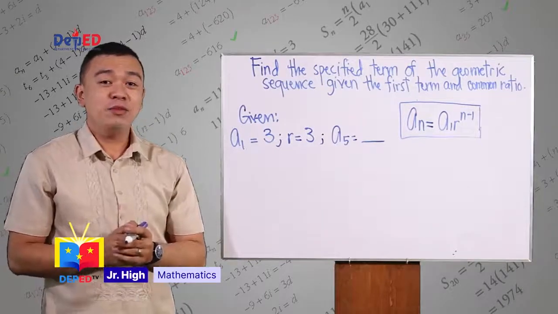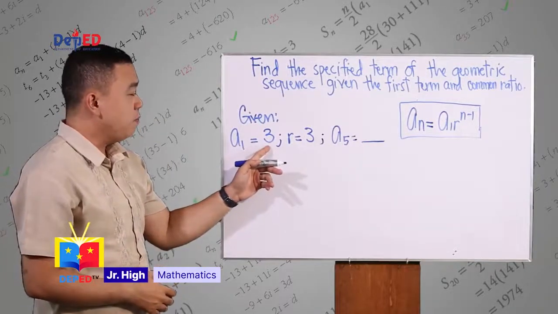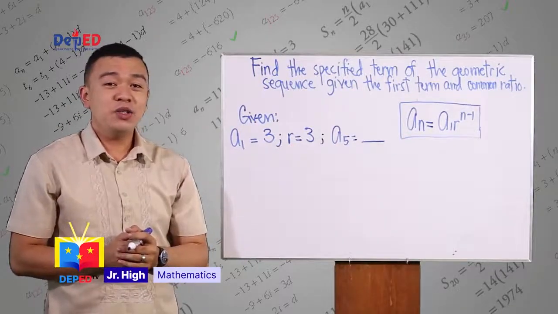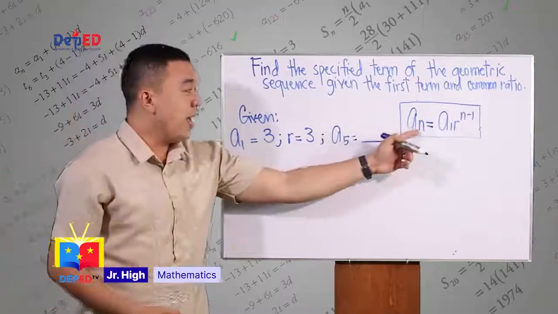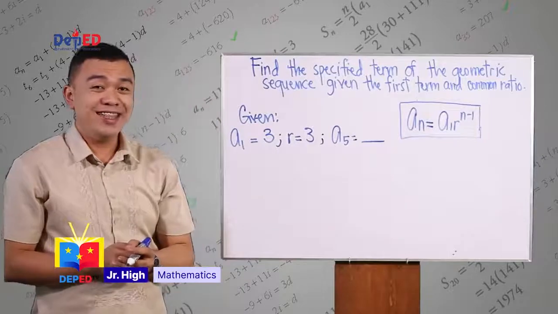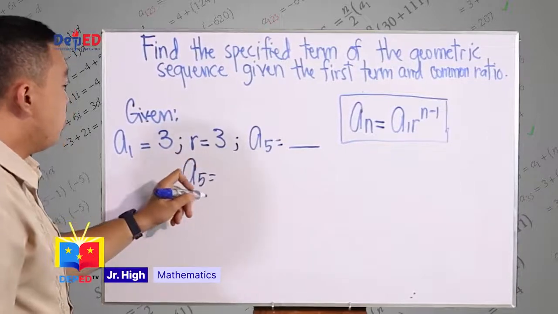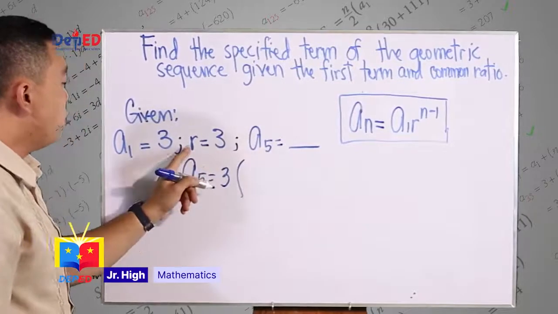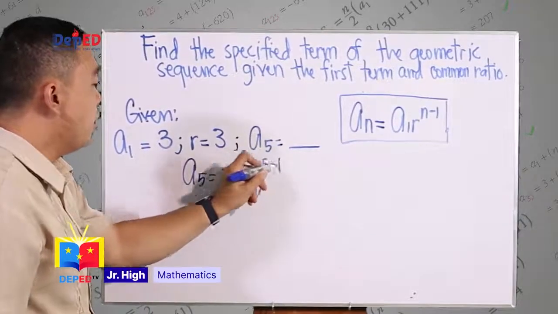Before that, let's determine first the given values. We have a sub 1, which is equal to 3, and the common ratio, which is equal to 3. After that, let's use the formula in finding the nth term of a geometric sequence. A sub n is equal to a sub 1 times r raised to n minus 1. We have a sub 5 is equal to our a sub 1, or the first term is 3, times the common ratio, which is also 3. Our n is 5 minus 1.